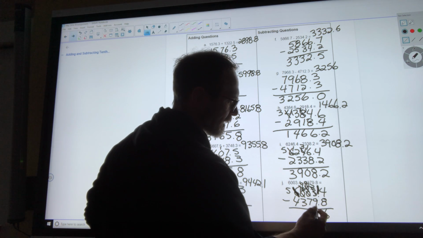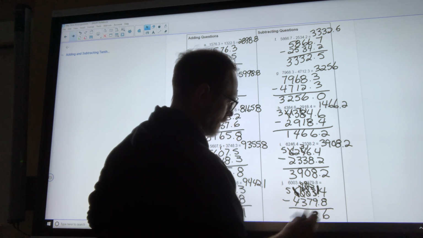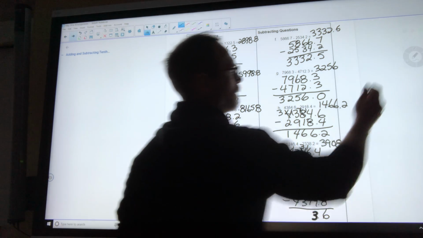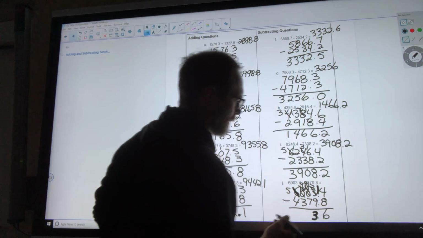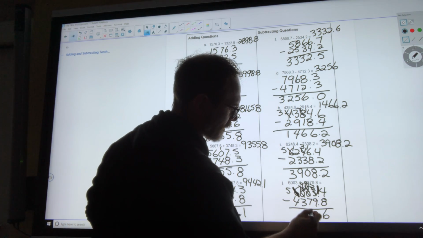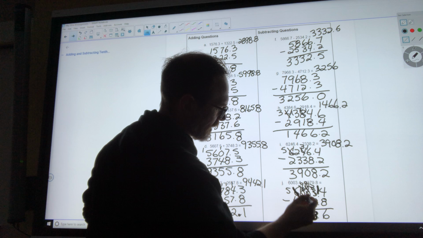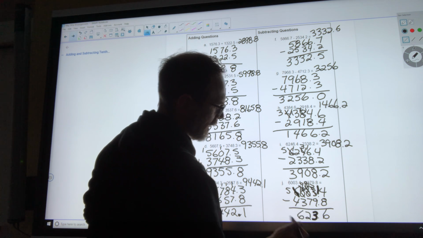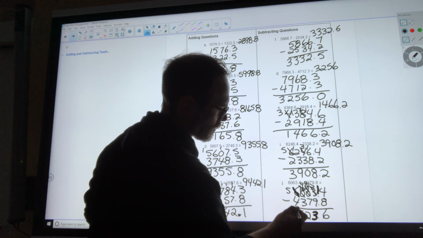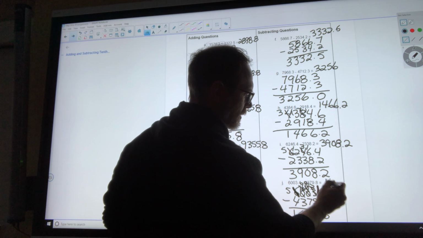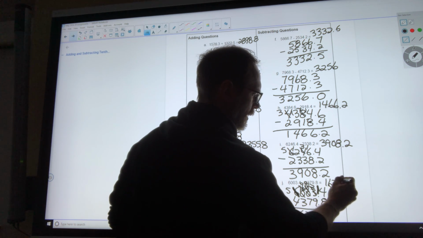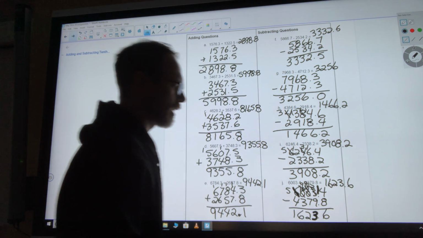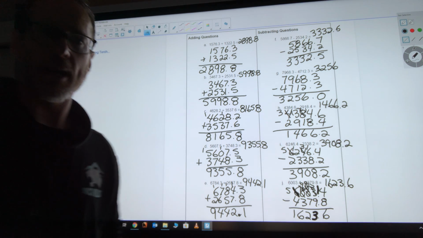So now I have 12 minus 9, which is 3. I don't know what's going on with my pen here, guys, but it's going to just keep messing up. 9 minus 7, which is 2. 9 minus 3, which is 6. And 5,000 minus 4,000, which is 1,000. So my answer is 1,623.6. All right, guys, compare your answers to what I have.